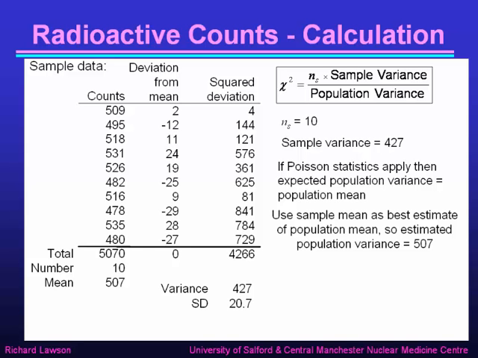Now, we don't know the population mean, but our best estimate of the population mean will be the sample mean of 507. So we can take 507 as being the population mean, and hence 507 is also the population variance because Poisson statistics apply. That means that chi-squared is ns of 10 multiplied by the sample variance 427 divided by the population variance 507, which comes to 8.4. The number of degrees of freedom is the number in the sample 10 minus 1, so that's 9 degrees of freedom. So we have chi-squared of 8.4 for 9 degrees of freedom.